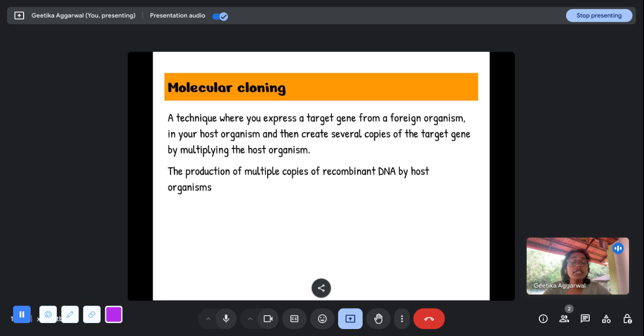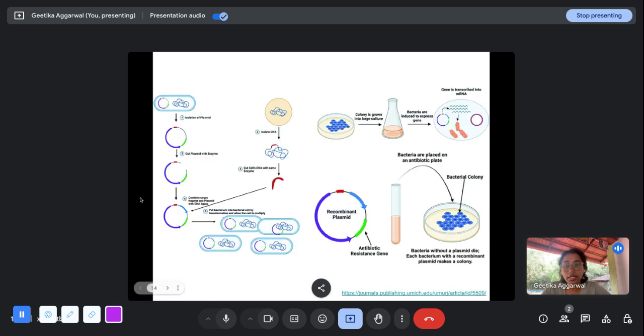And then you would like to create several copies of the target gene, which will happen by multiplying the host organism. Because your host organism now already has the target gene, you can leave it to multiply and go generation after generation, and the target gene will also get multiplied along with the host organism. So it's basically production of multiple copies of recombinant DNA by the host organisms. So this is what this technique looks like.